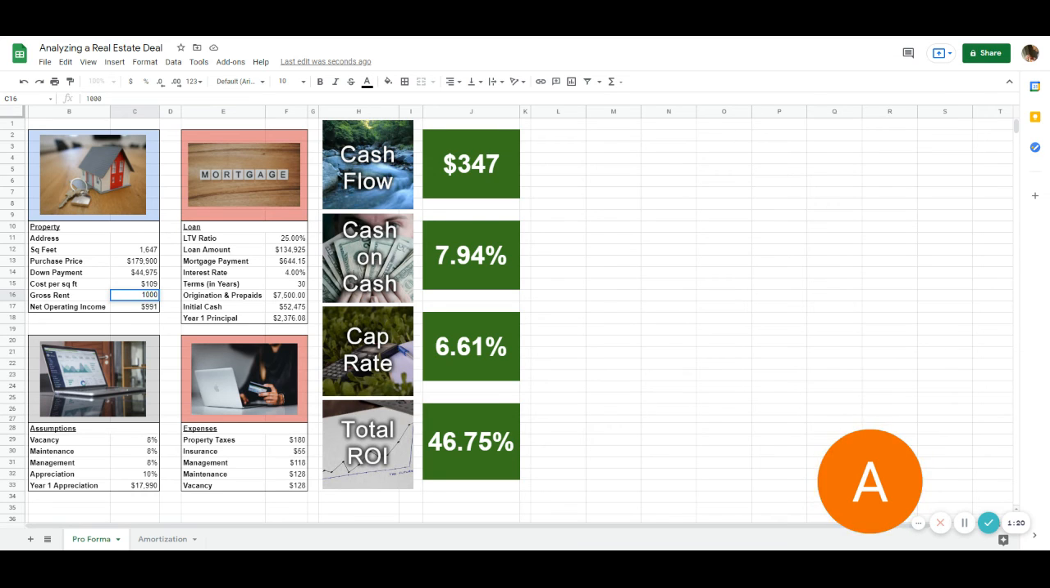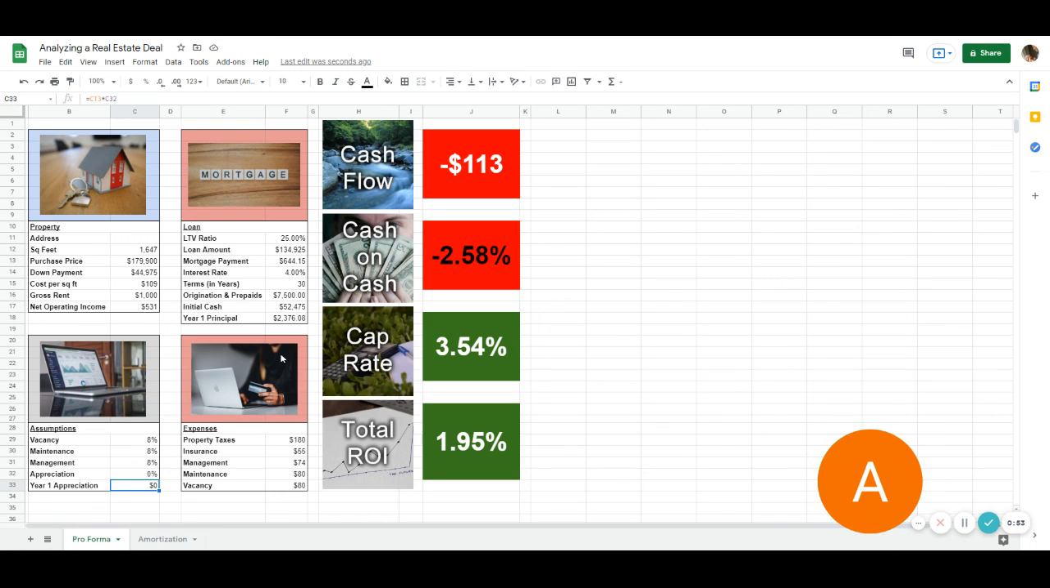Let's say this thing is only going to rent for $1,000 a month. Suddenly, everything turns red. You can see it's a big, fat do not buy. Do not buy this deal unless you're really taking a risk and betting on appreciation. You'll see the total return on investment is still good because of your expected appreciation. If this property doesn't appreciate, your total return on investment goes down a whole lot more.